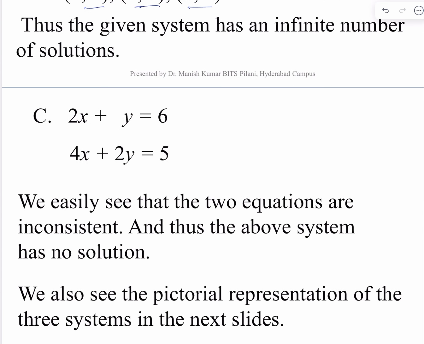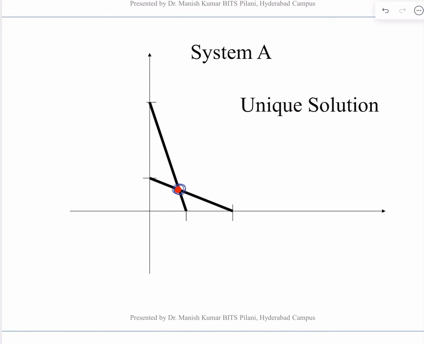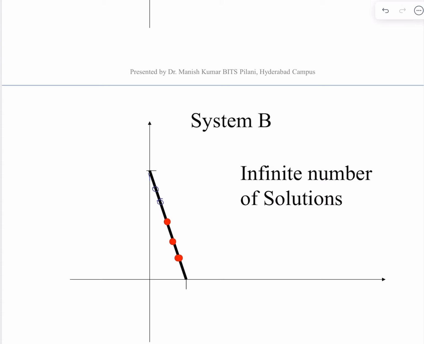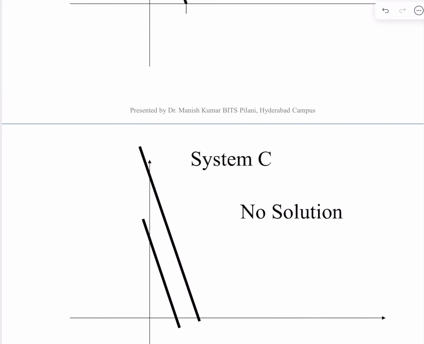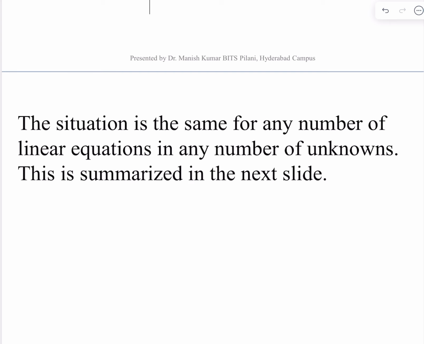And then the third system, if we solve it, it is easy to see that the two equations are inconsistent and the system has no solution, right? We can see this picture-wise. The first system has a solution intersecting at a single point. The second equation is overlapping the first equation, so there are multiple points, infinite solutions. And the third system has no solution because the lines are not intersecting at any single point. This situation is the same for any number of linear equations in any number of unknowns.